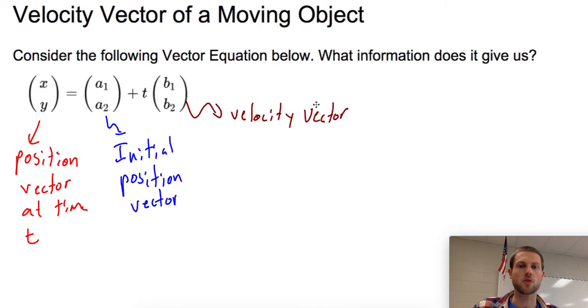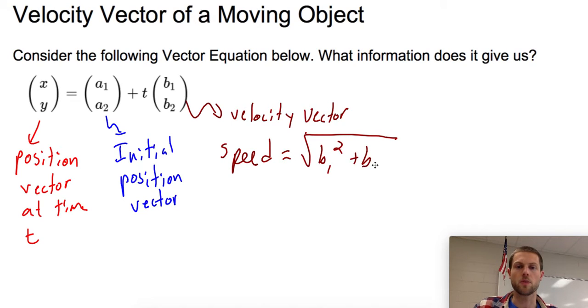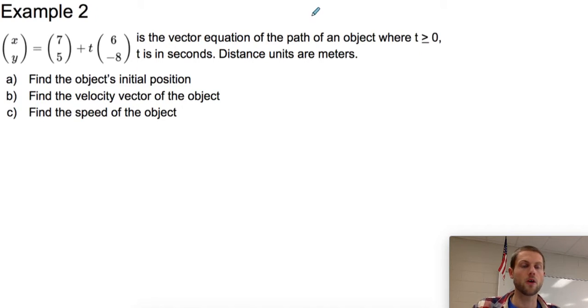And then I guess what I should say is we also get the speed of this particle, and as we said before, that's the magnitude of the velocity vector, or the square root of, in this case, b1 squared plus b2 squared. So all kinds of stuff we get from this velocity equation. So let's see another example here.